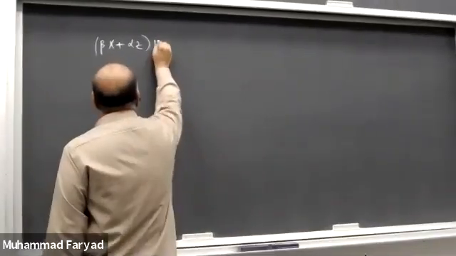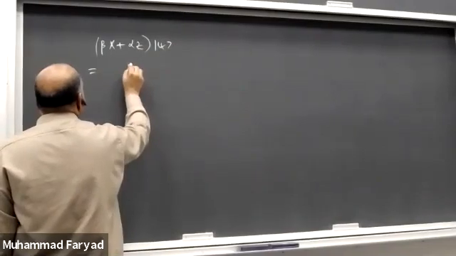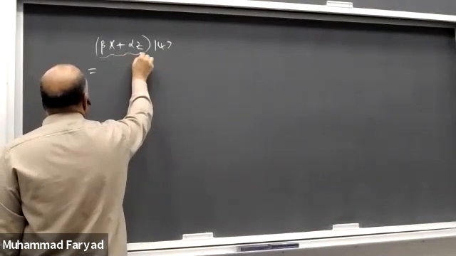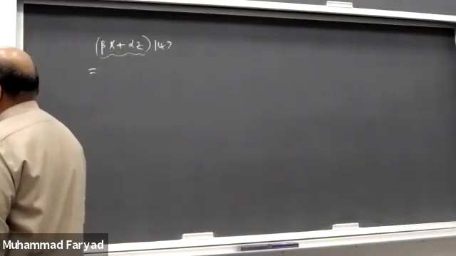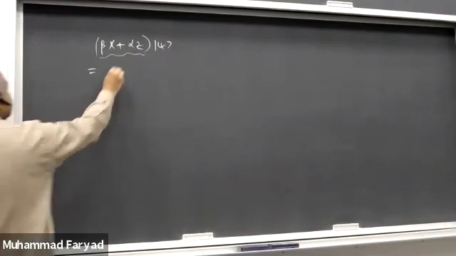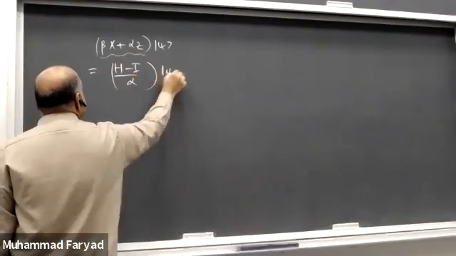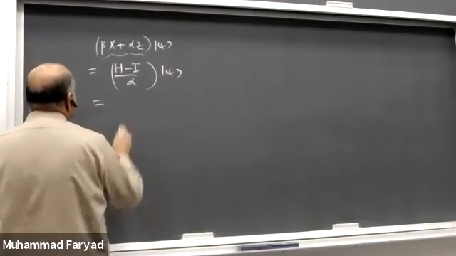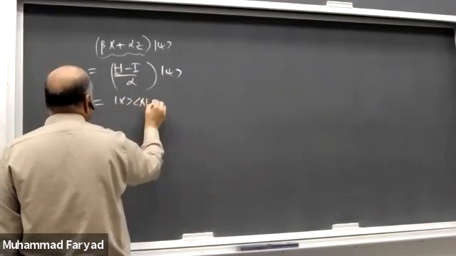On psi, and this becomes beta x plus alpha z. This beta x plus alpha z is Hamiltonian minus identity divided by alpha. And this Hamiltonian was x.